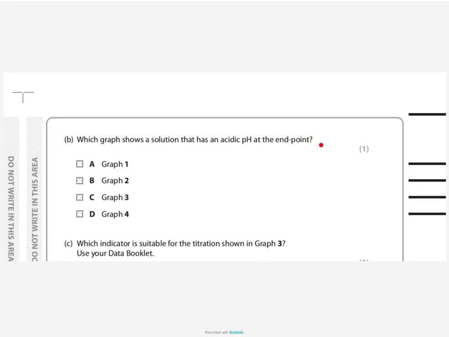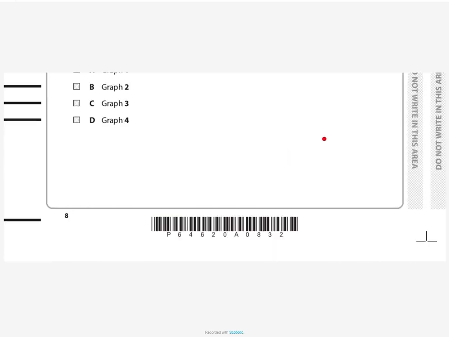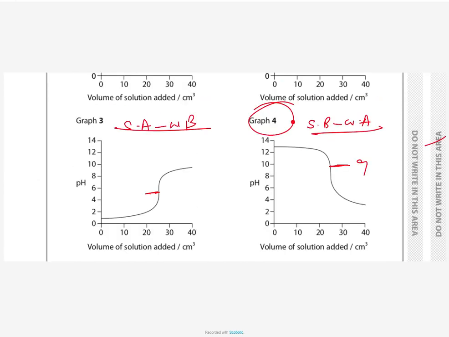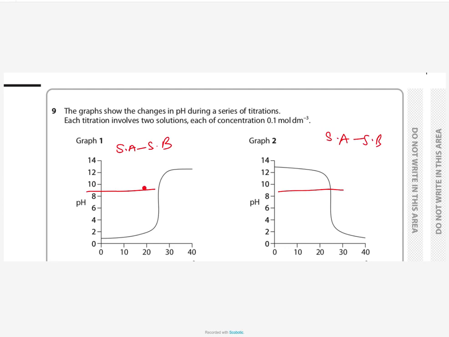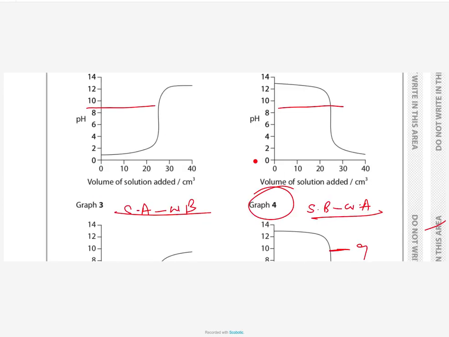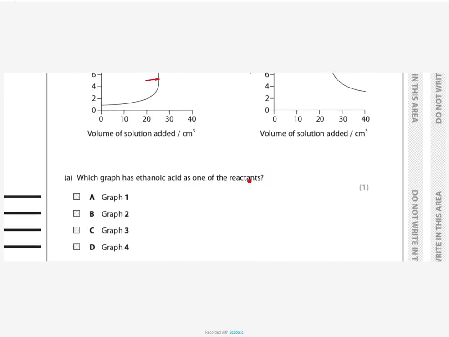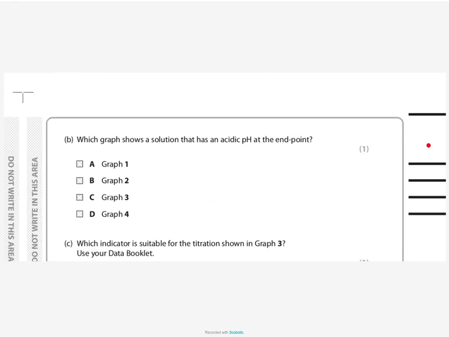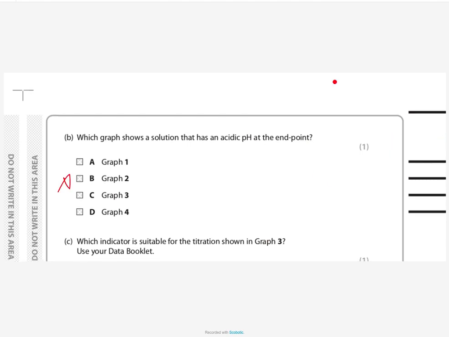Which graph shows a solution that has an acidic pH at the end? Acidic pH at the end point. Let's see. This is our neutral pH, alkaline, acidic pH: graph 3. Strong acid, weak base. Graph 3. Got it?